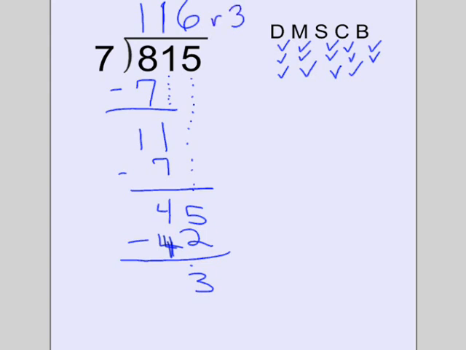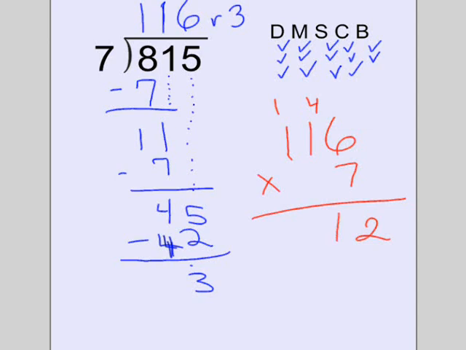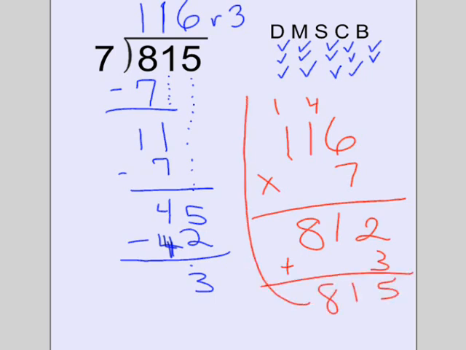Now to check this, we're going to do what we've done on the last 2 lessons. We're going to multiply 116 times 7. 7 times 6 is 42. 7 times 1 is 7, plus another 4 is 11. 7 times 1 group of 100 is 7 groups of 100, plus 1 more group is 8. That's 812. But don't forget to add back in your remainder of 3. So when you check, it does match. So 116, remainder 3 is the correct answer, also called our quotient.